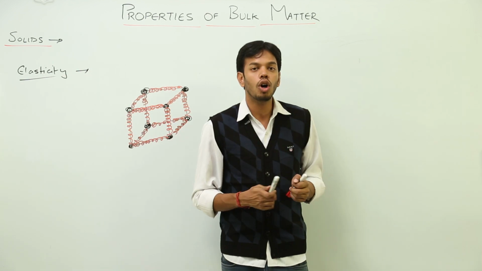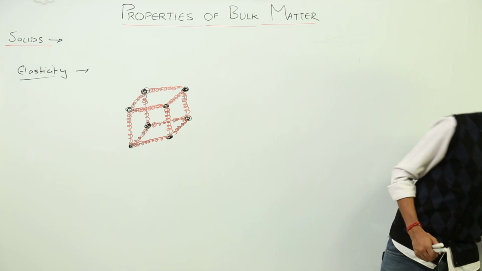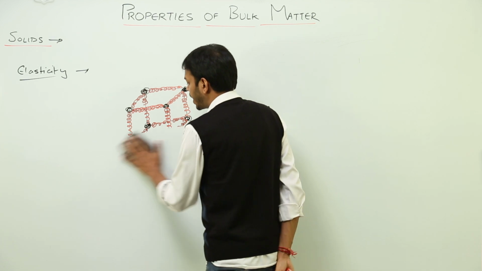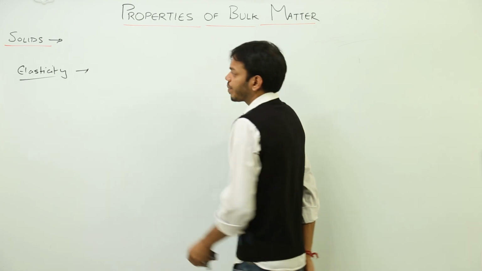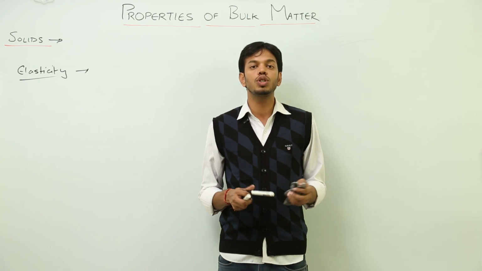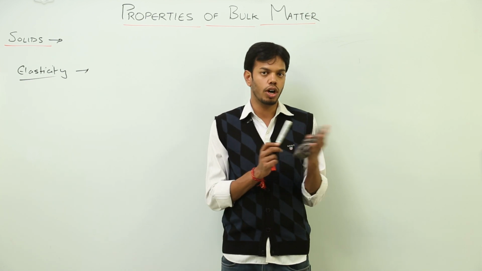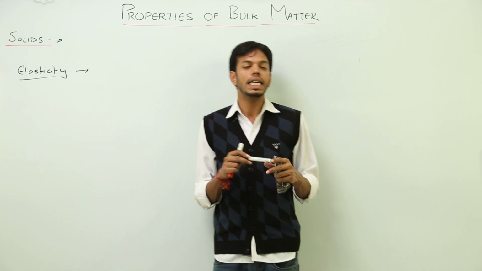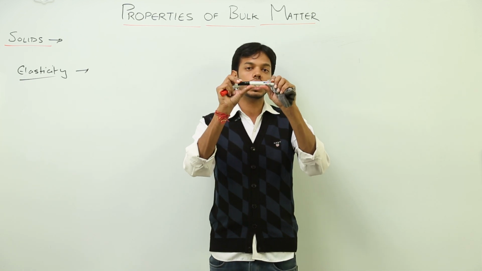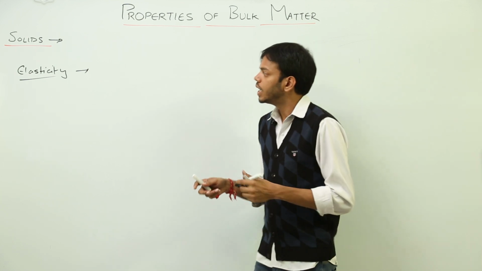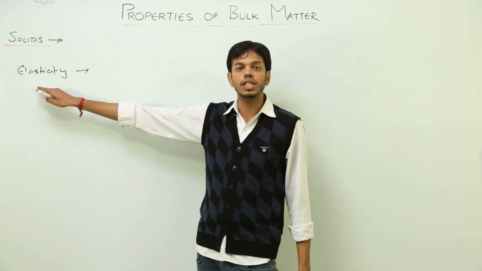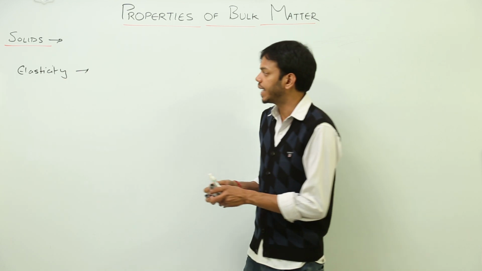Elasticity is the ability of a body to regain its original shape and size after the removal of the deforming force. Why is this last part necessary? Because unless there is a deforming force, nothing happens. What is a deforming force? The name itself suggests it: a deforming force is the force which is trying to change the shape of a solid, right? So, I'll repeat elasticity again: it is that property of a body due to which the body regains its original shape and size, right?